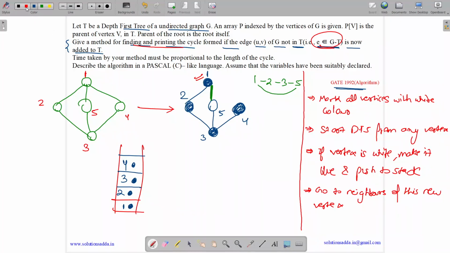Now there is one more condition. If no neighbor is left, make it black and pop from stack.